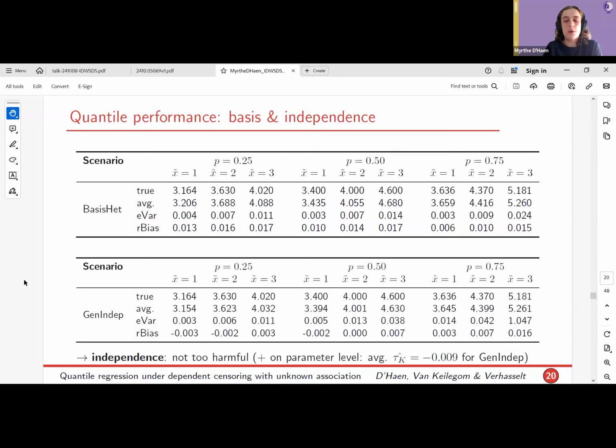Now, you might be wondering, well, in some cases, we don't really know whether there is dependence or not. So would it be harmful to apply our model to a data set that is actually generated under an independence assumption? The answer is no. As you can see, the estimates are actually really good. And also on the level of the parameters, which are not shown on the slide here, the estimate for Kendall's tau is almost equal to 0. So even if you apply our methodology for dependent censoring to an independent censoring data set, then the model will really capture this independence. So it's not harmful to apply it.